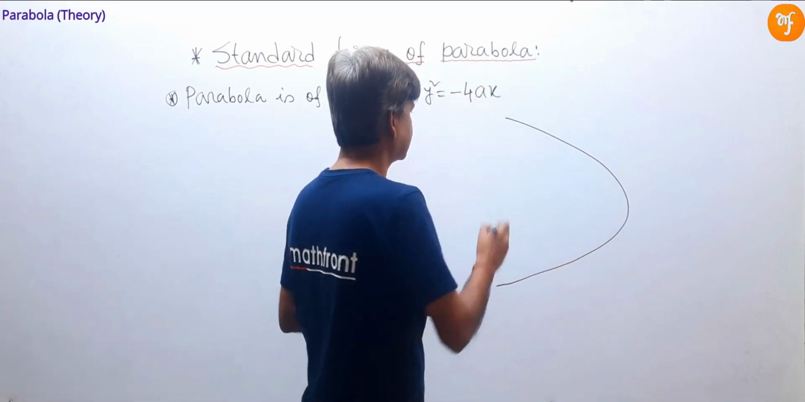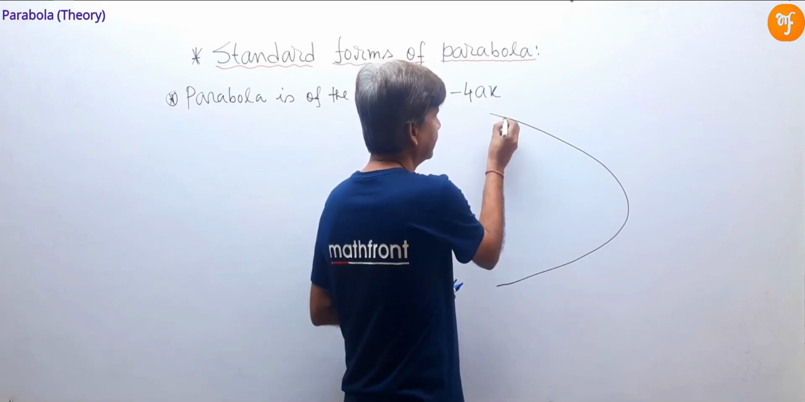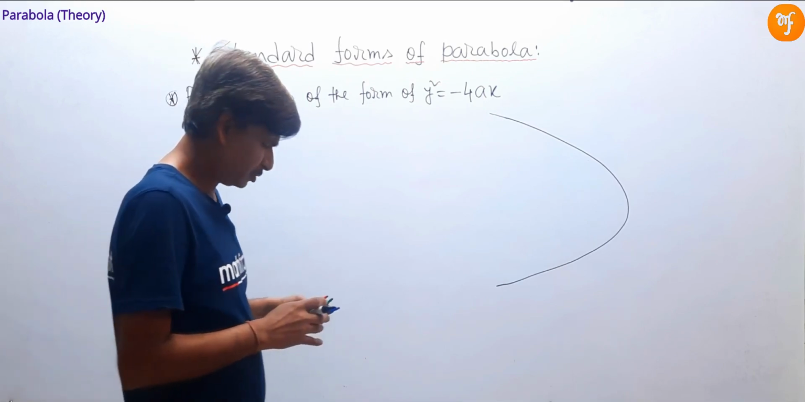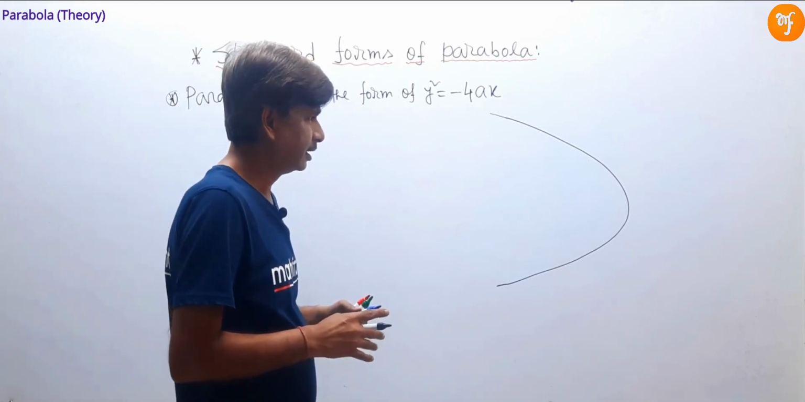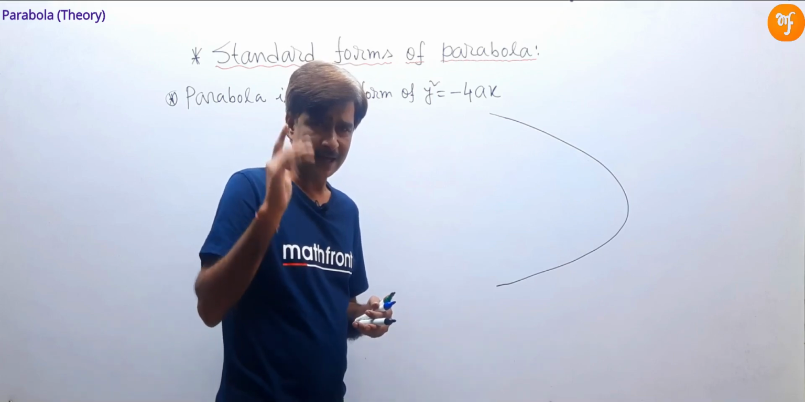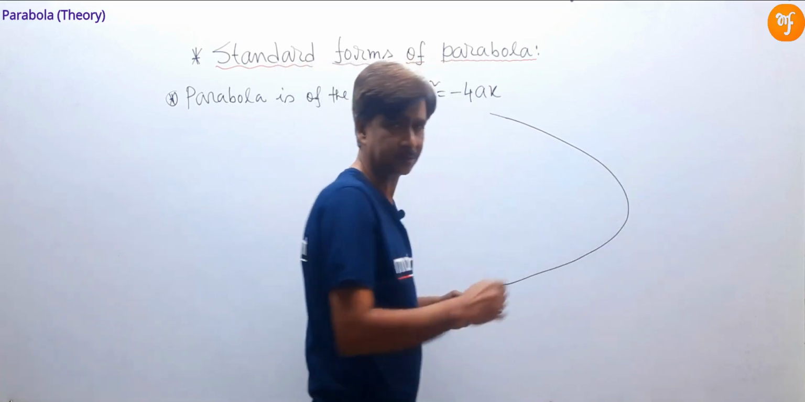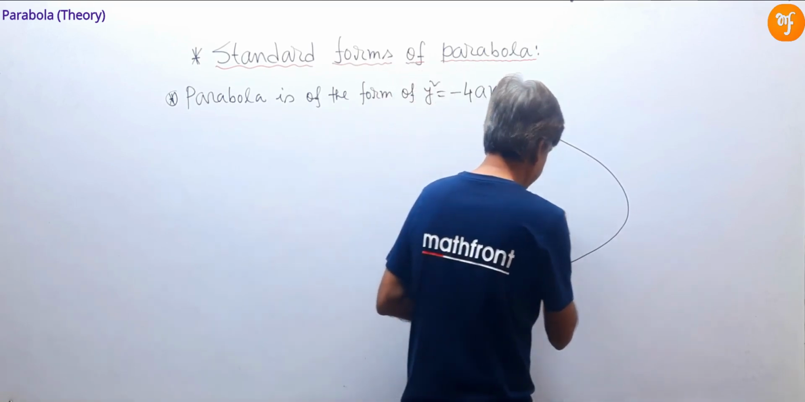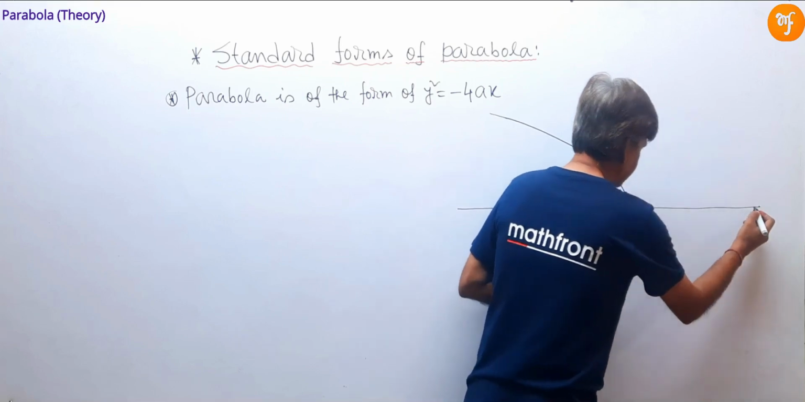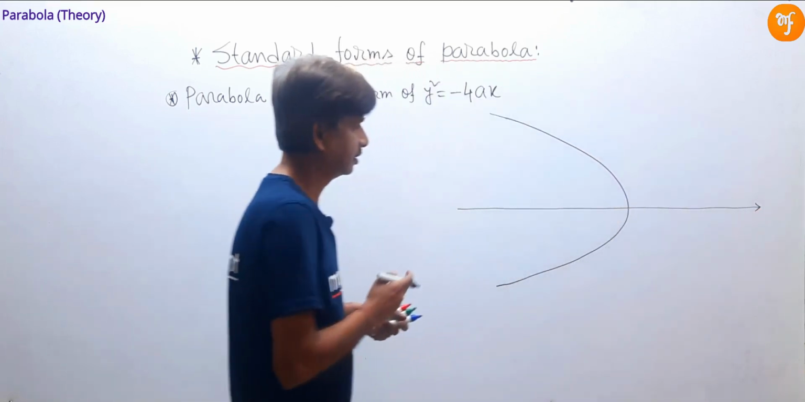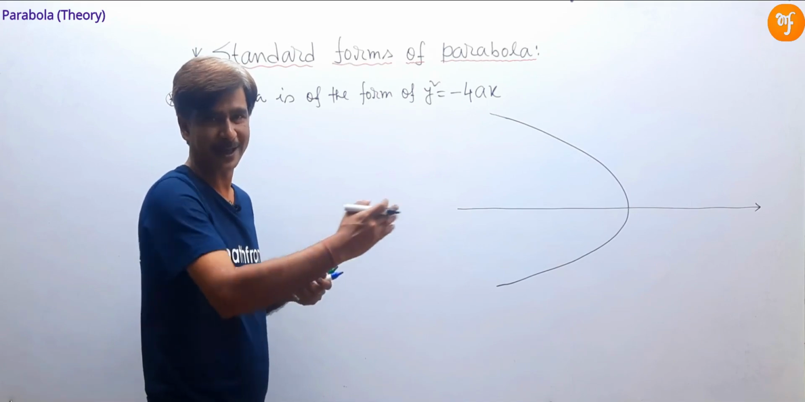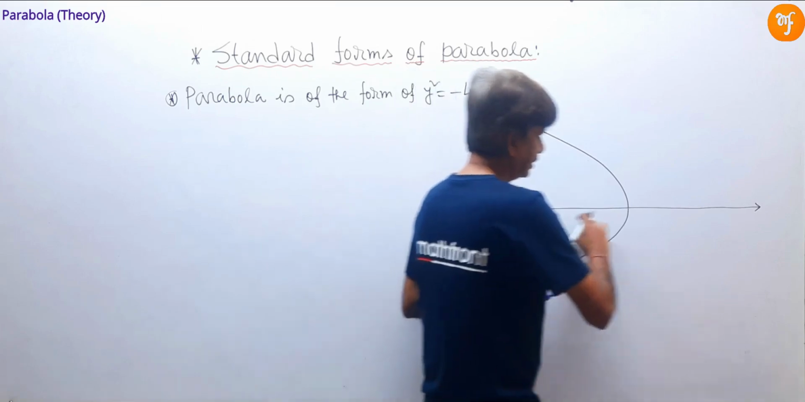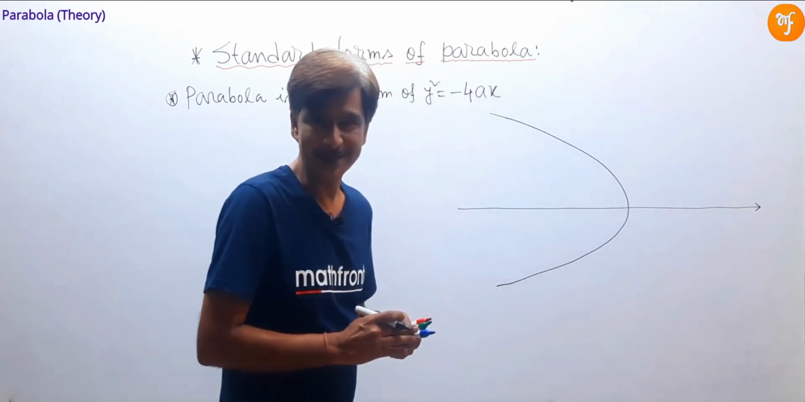So considering this is the parabola which is concave at the left hand side. Okay, and we all know that the axis of the parabola is the line which symmetrically divides the curve. So definitely this is the line which I draw, the x-axis, symmetrically dividing the curve. So this line is nothing but the axis of the parabola.